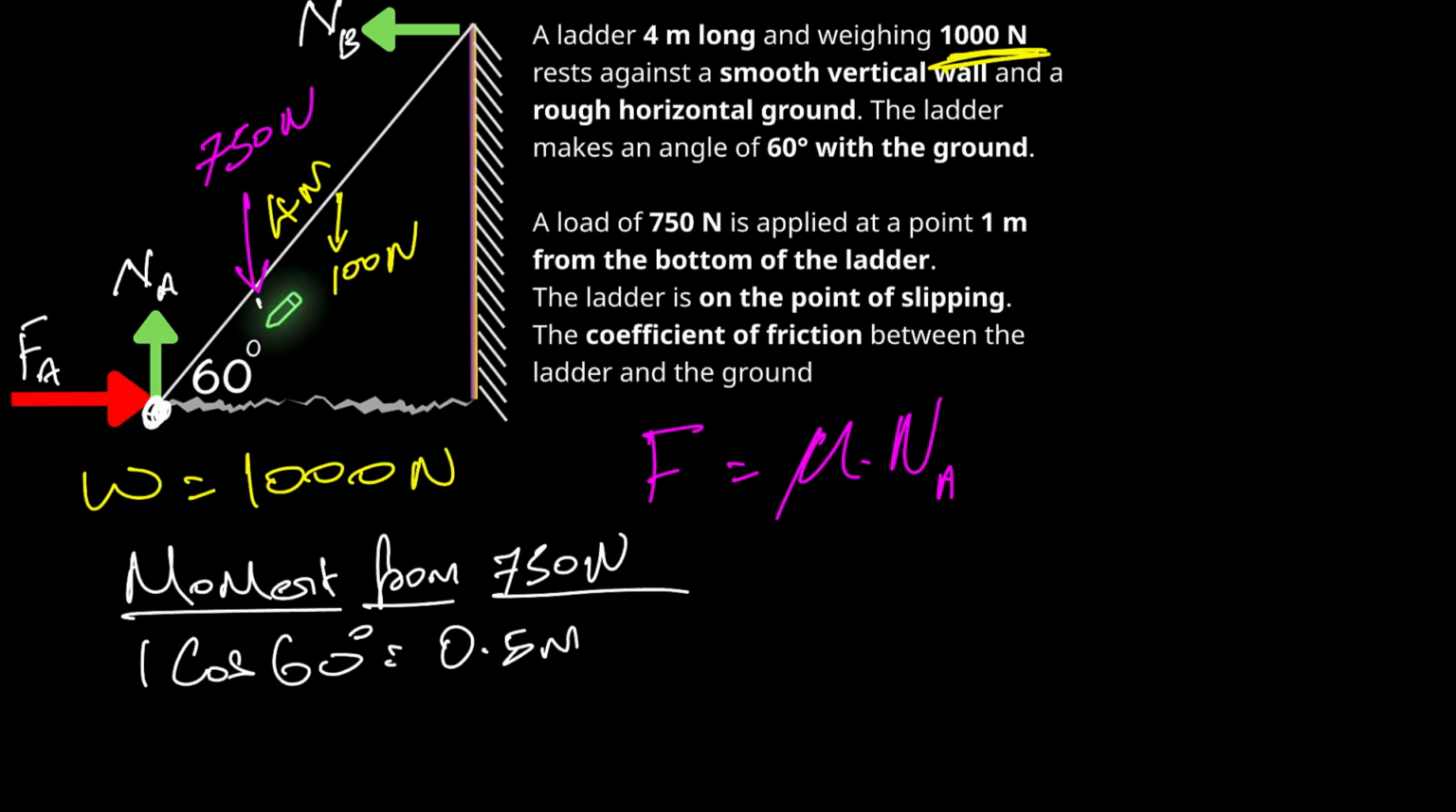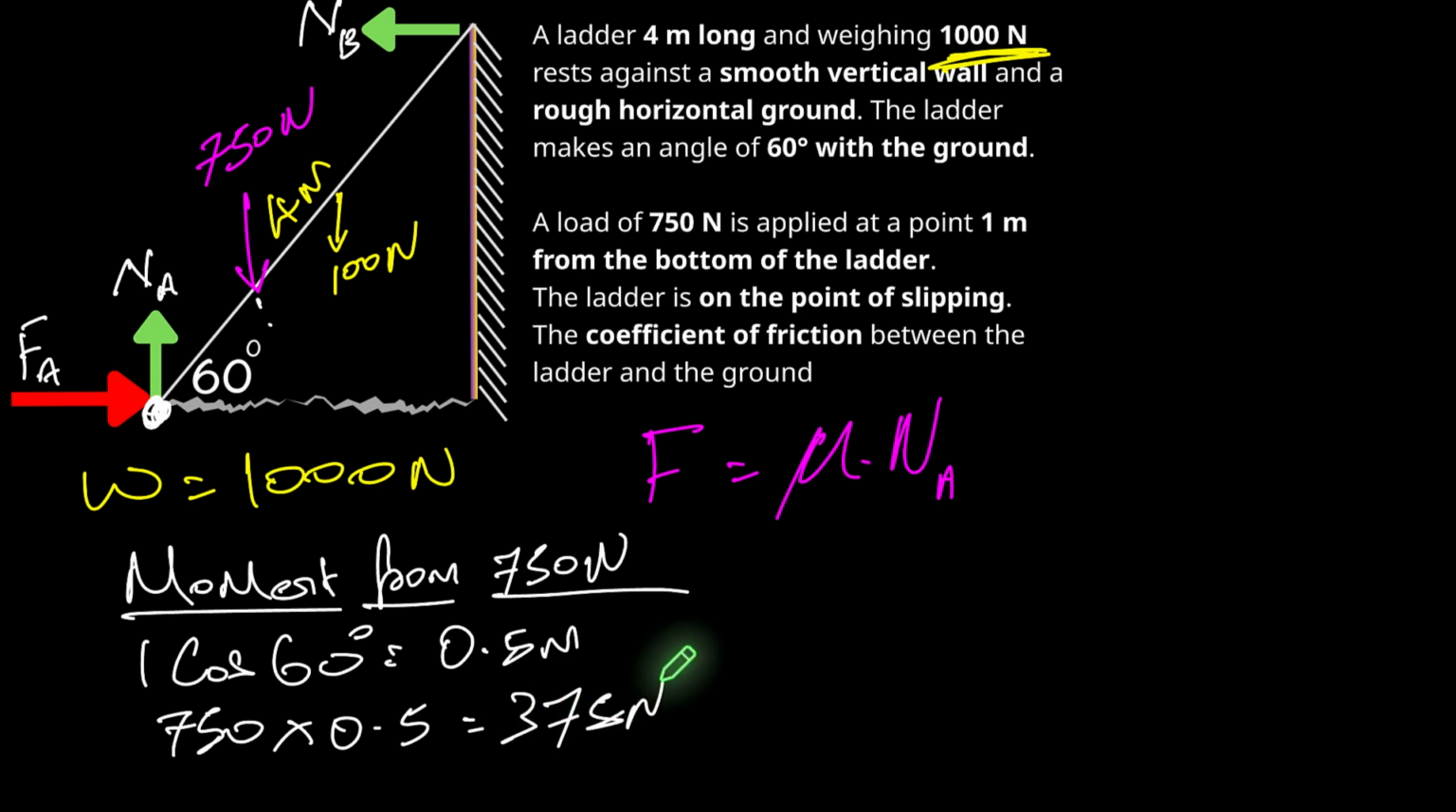Very important to note. So that first moment then will be 750 multiplied by 0.5. That gives us 375 newtons, and it's Newton meters for moment. Right, so now we're going to take the moment from the ladder, the weight of the ladder. So let's do that. So moment from the 1000 newtons.